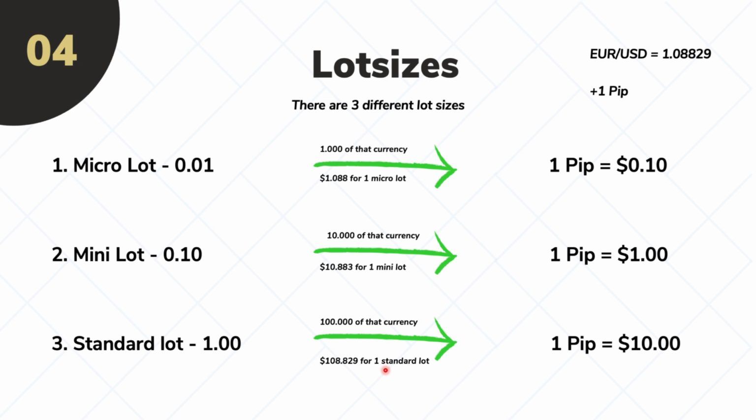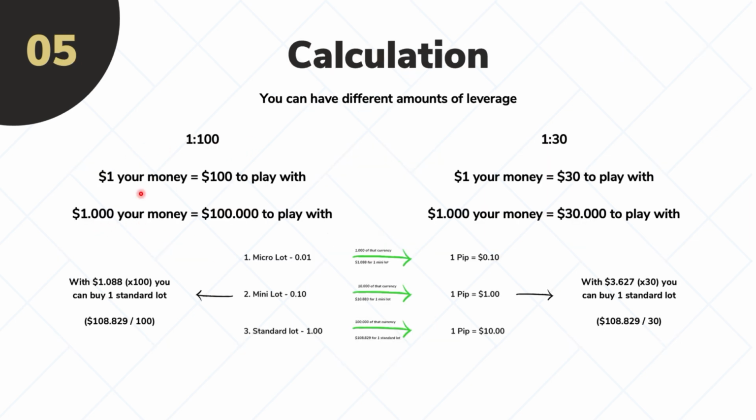I know that 95%, maybe more of the traders don't have 100K laying around to put into their trading. And there leverage comes in. Because with leverage, with the 1 to 100, you only need 1,088 to get to that 1 standard lot. And that's very nice because now you can play with the standard lot and actually make money. If you, for example, have a 1 to 30 leverage, that means $1 of your own money is $30 to play with, or $1,000 of your money, you have $30,000 to play with.